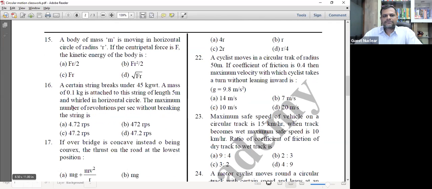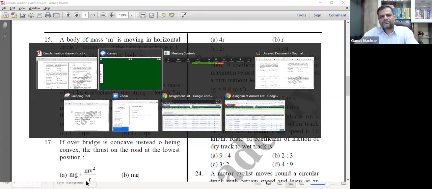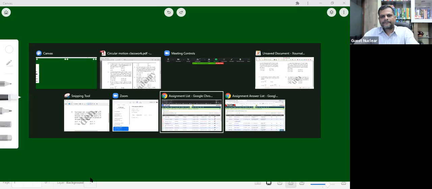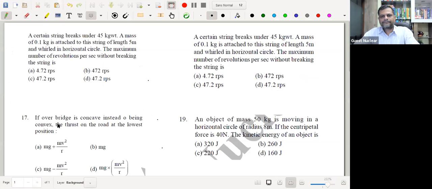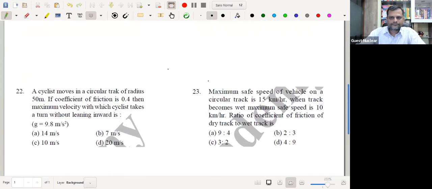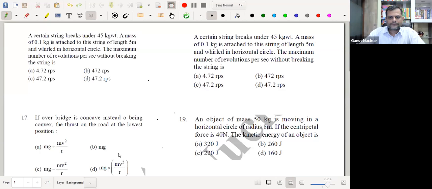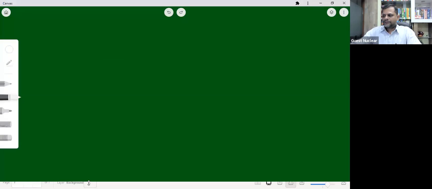Now see here, the next question: a body of mass m is revolving in a horizontal circle of radius r. If the centripetal force is F, then the kinetic energy of the body is going to be. Yes, we'll try to relate the centripetal force and kinetic energy.